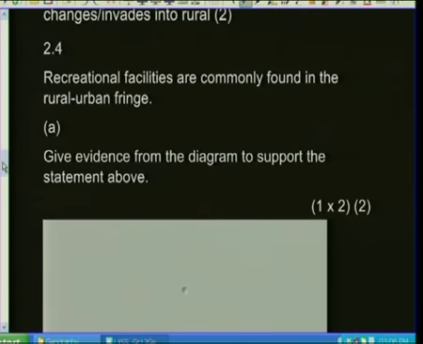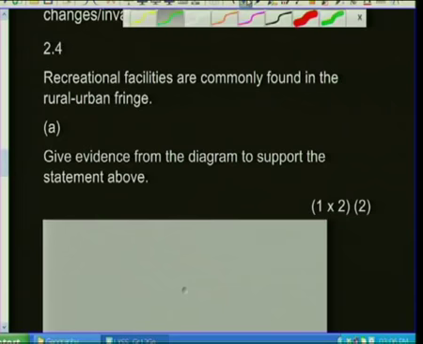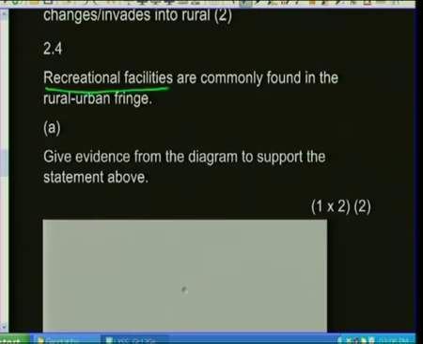Let's look at 2.4. 2.4 says recreational facilities are commonly found in the rural-urban fringe. Recreation, of course, refers to having a good time, relaxing, some sports, some relaxational activities that can be carried out. Question 2.4a says, give evidence from the diagram to support that statement that recreational facilities are found in this area. Let's look at the diagram.